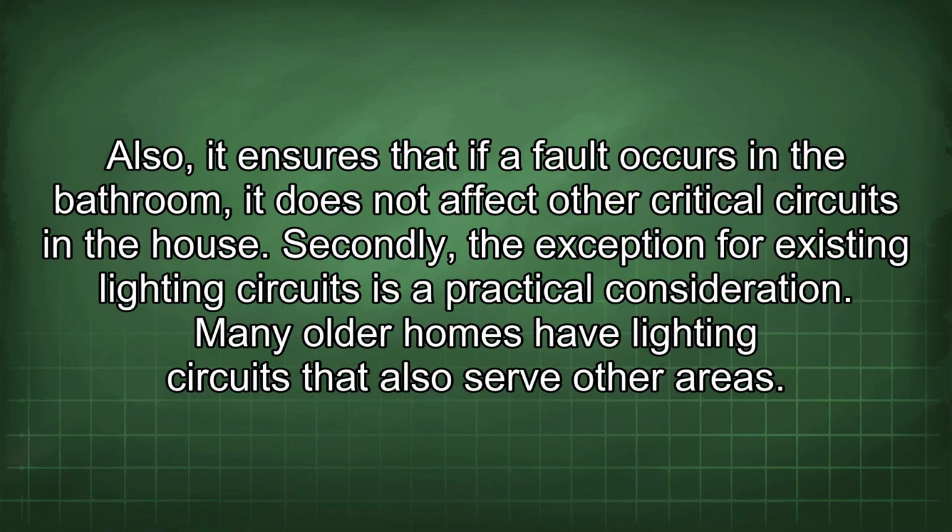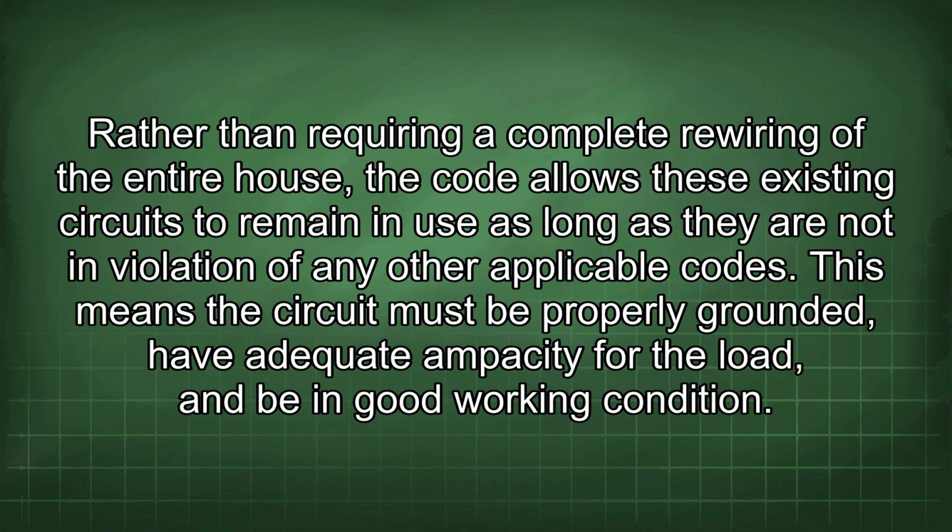Secondly, the exception for existing lighting circuits is a practical consideration. Many older homes have lighting circuits that also serve other areas. Rather than requiring a complete rewiring of the entire house, the code allows these existing circuits to remain in use as long as they are not in violation of any other applicable codes. This means the circuit must be properly grounded, have adequate ampacity for the load, and be in good working condition.